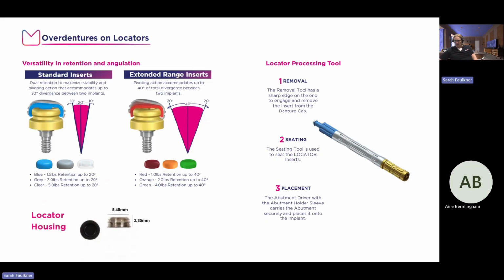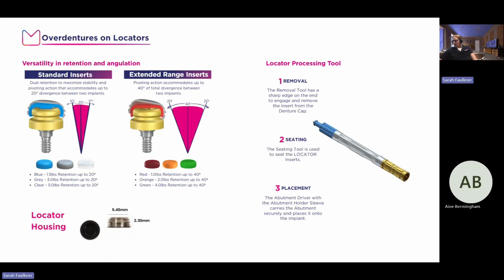So we've got to have a look at what size the actual attachments are, and this is where we're looking at the locator housing within that denture being 5.45 wide. So if you're fitting them chairside, what is the diameter of the locator housing? We're looking at a height of 2.35 as well. So that's the minimum that it needs. We're not even talking about how much space you need for the retention that you need to add on.